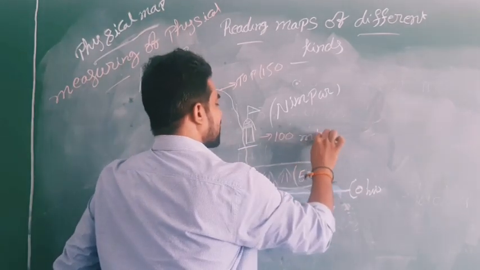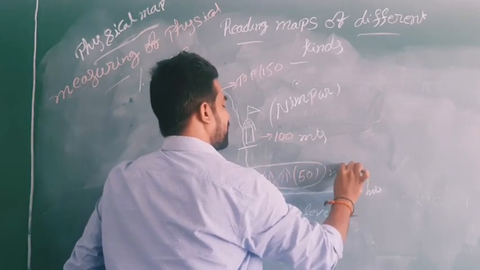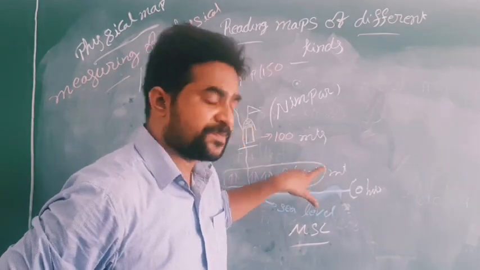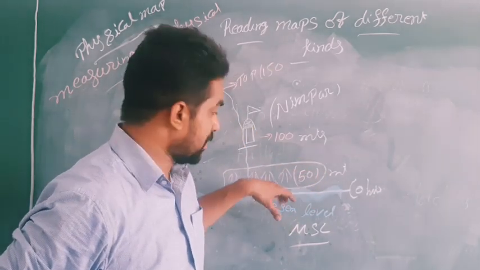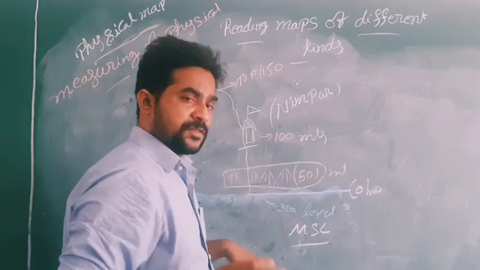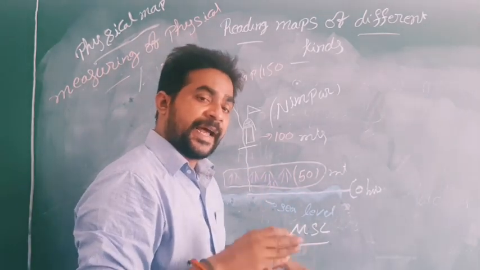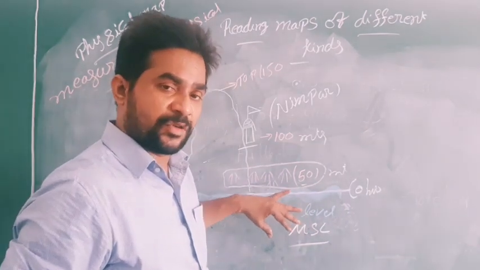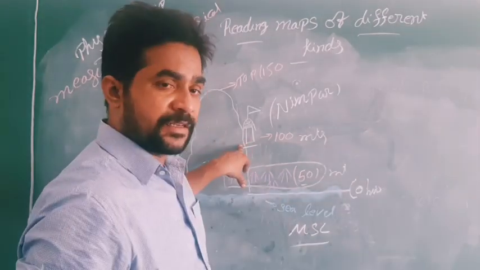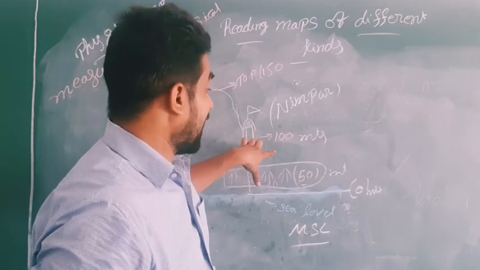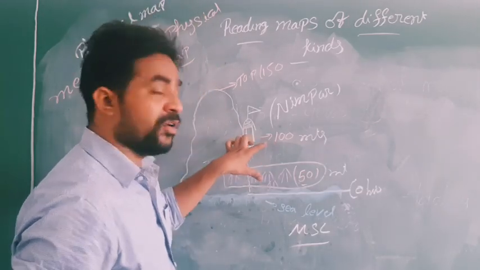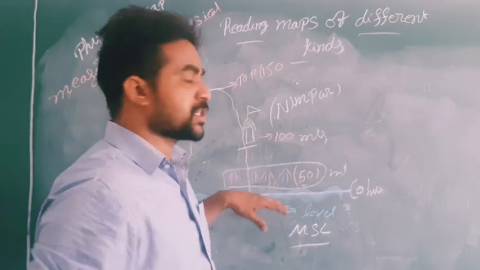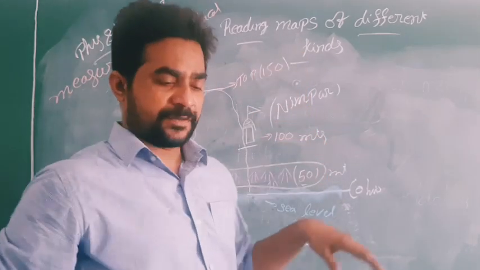So why are we saying 100 meters height or 50 meters height? This 50 meters height is always based upon the sea level. So this village was located 50 meters above the sea level, and this temple was located above 100 meters, and the top of this village was 150 meters height.